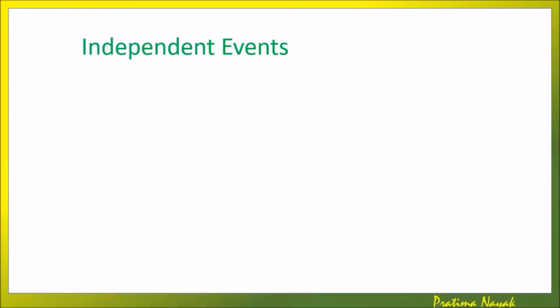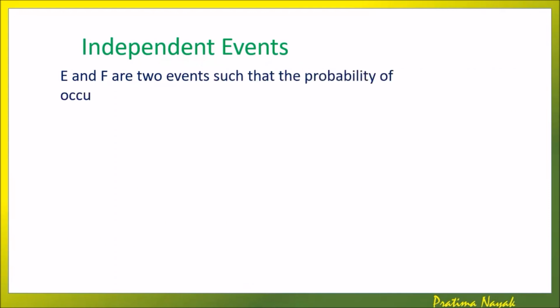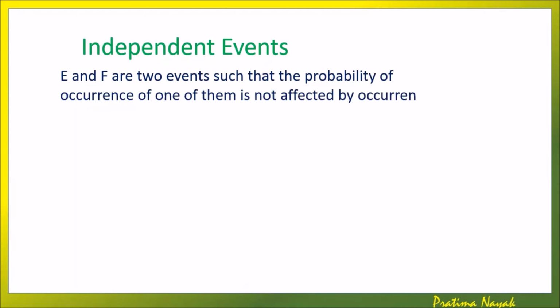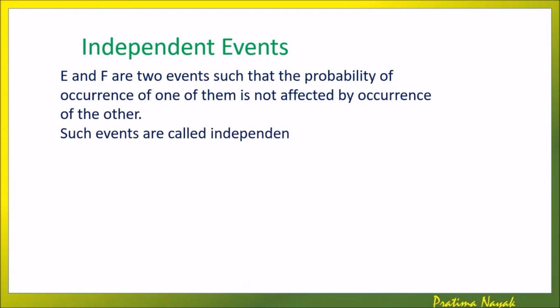So what are independent events? E and F are two events such that the probability of occurrence of one of them is not affected by occurrence of the other. Such events are called independent events.